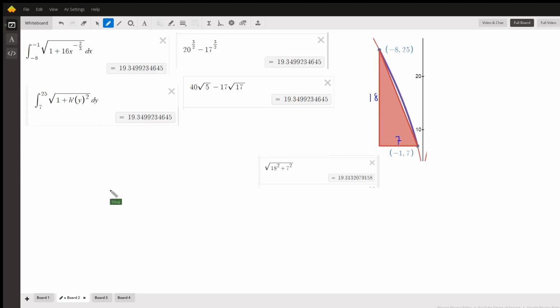Now, if I evaluate this using Desmos, I get something that looks like this, 19.3499. Doing it this way, same answer. And here are some exact values: 20 to the 3/2 minus 17 to the 3/2, or if you simplify that, you can write it this way.